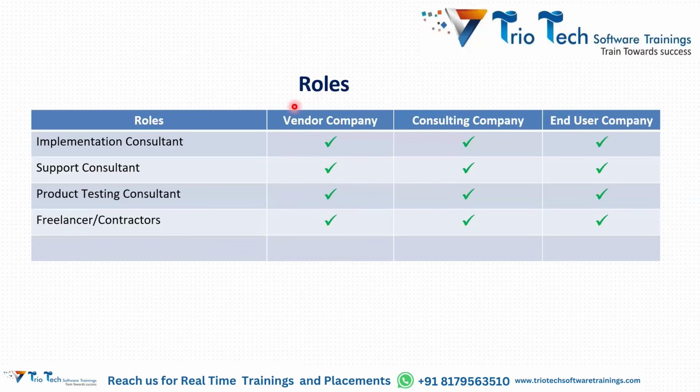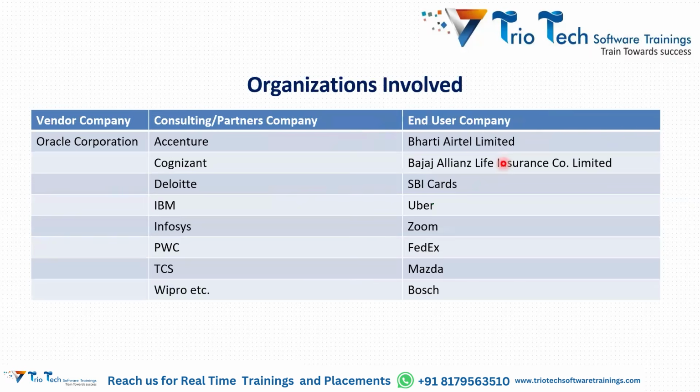Now here, I have mentioned three terminologies, which is vendor company, consulting company, end user company. Let me also give you some examples of that so you understand the context here. So when we say opportunities are available with the vendor company, consulting company, or end user company, so what exactly that means, right? So these are the various organizations that are involved in the execution of the product. So if you see here, vendor company is basically the company who has developed this product, who is selling the subscription of this product. So it is Oracle Corporation. The product is owned by Oracle Corporation.